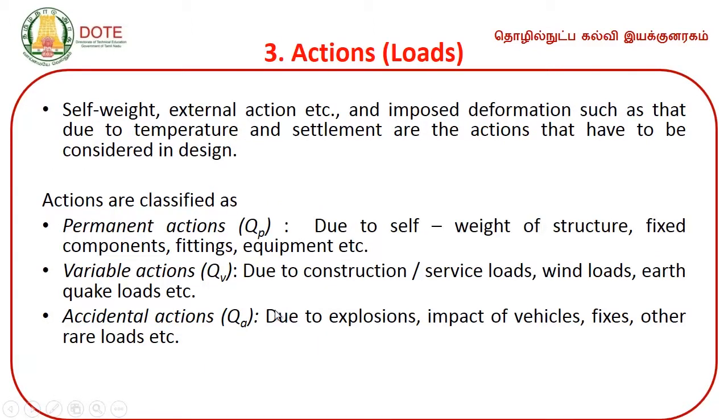And actions, we used to call the loads here in steel structure design. Code specifies that loads are to be mentioned as actions, and it is nothing but loads and their effects, and they are classified as permanent actions, variable actions and accidental actions. Permanent actions are nothing but self weight and the fixed components, fittings, equipments, etc. This will not change in due course of time or during the life period. And variable actions due to construction or service loads, wind loads, live loads, etc. are the variable actions. And accidental actions are nothing but the actions due to explosions or impact of vehicles, etc.